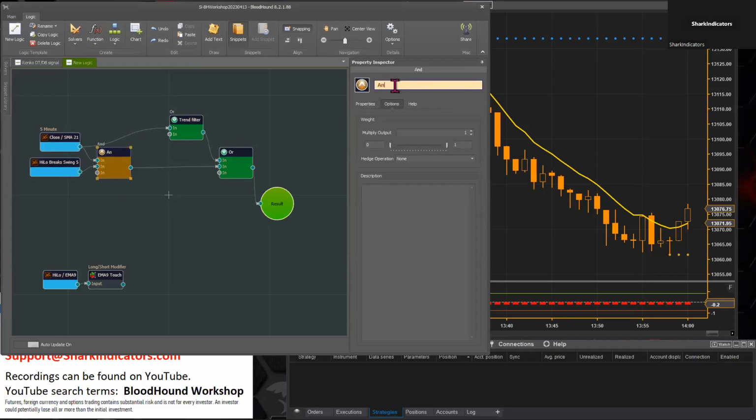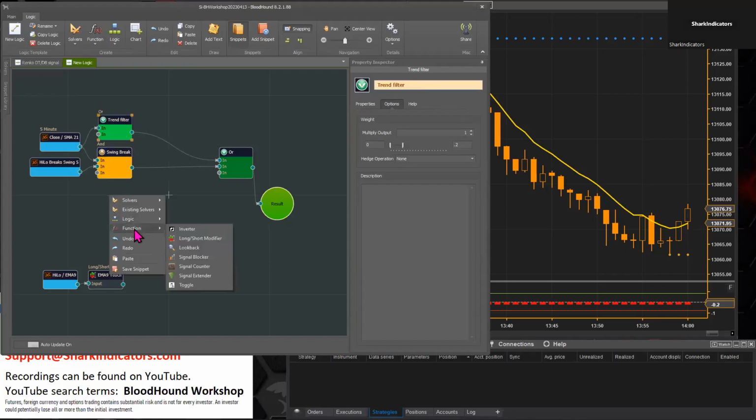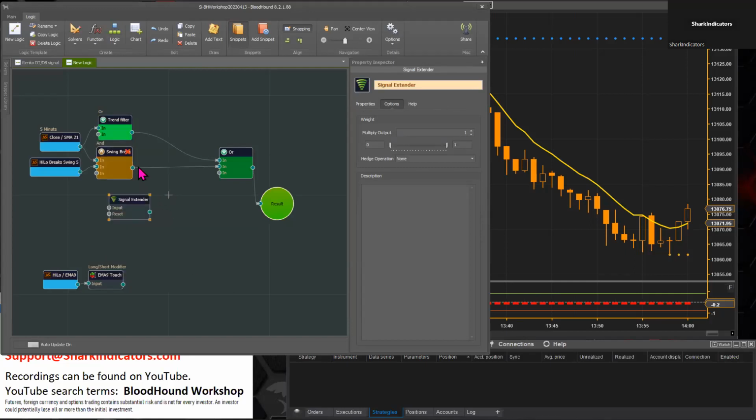Let's see, let's call this AND node the swing break. All right, so we're going to take the swing break and we need to extend it forward. So we're going to use a signal extender.